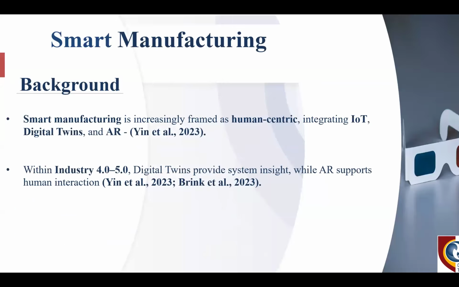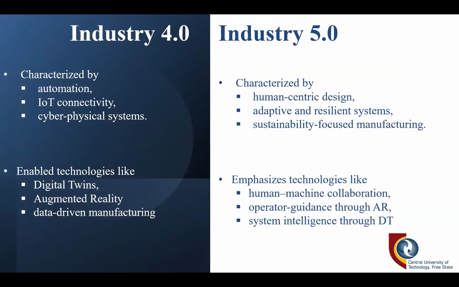By combining fast human guidance with detailed analysis, the goal is to give operators a head start and reduce unplanned downtime. Smart manufacturing is increasingly described as a human-centric paradigm where digital technologies support rather than replace operators. Yin and co-authors place this shift within Industry 4 and the move towards Industry 5, where digital twins provide system insight and AR serves as the human interface. Industry 4 focused on automation, connectivity, and cyber physical systems. Industry 5 shifts the emphasis. It becomes more human centered, adaptive, and resilient with a stronger focus on sustainability. It highlights collaboration between humans and intelligent systems. This sets the stage for how technologies can complement each other in modern manufacturing.